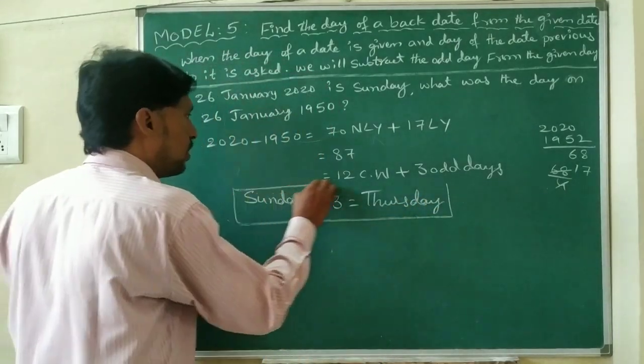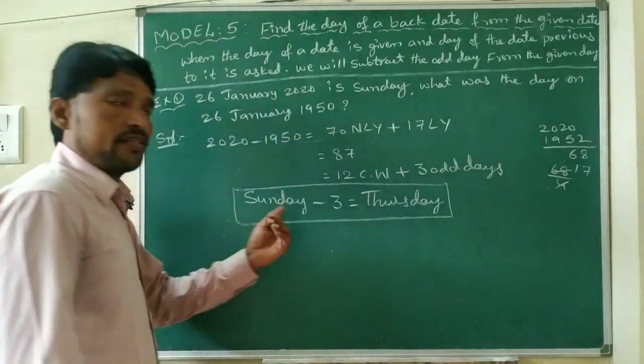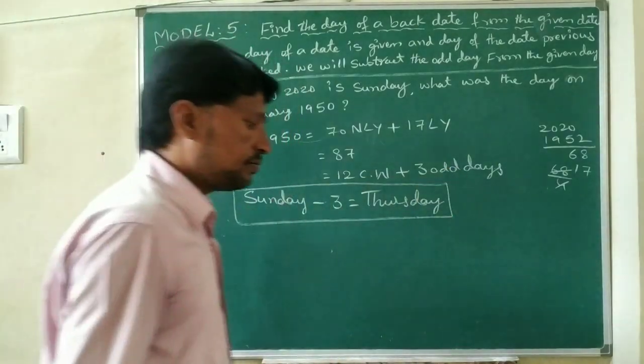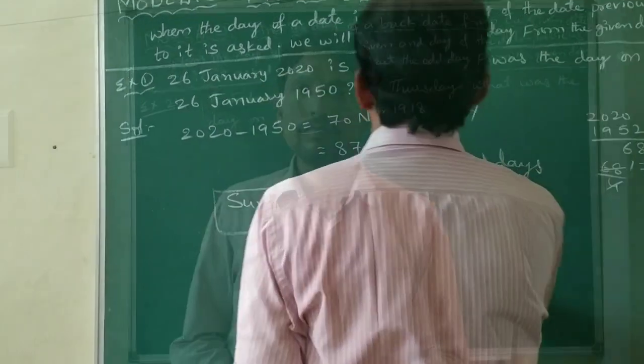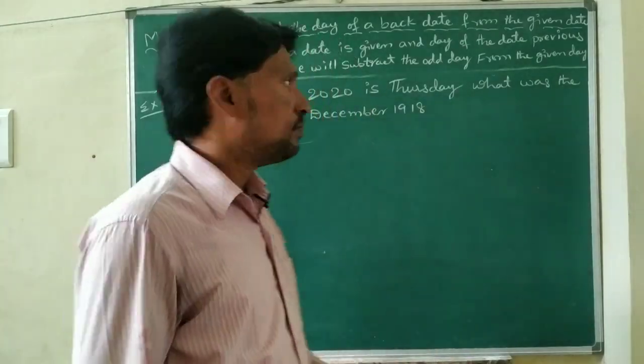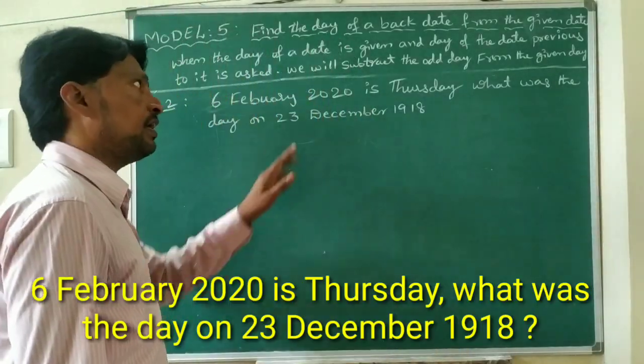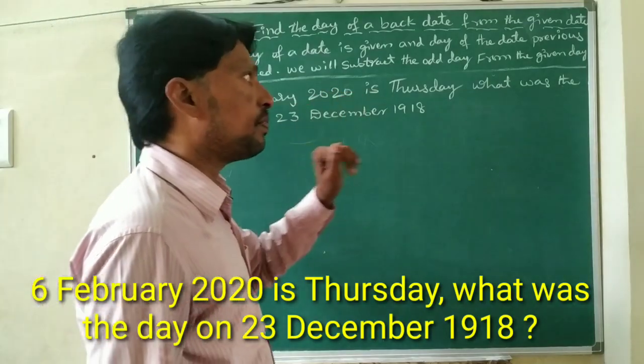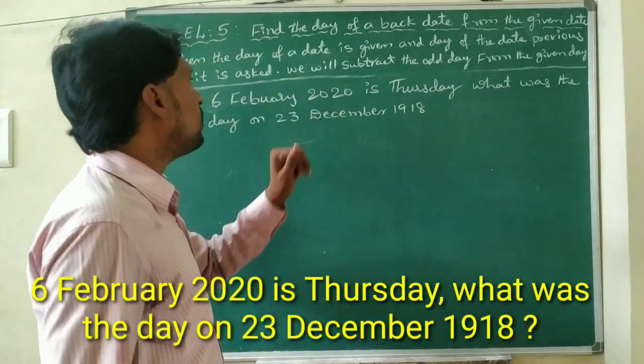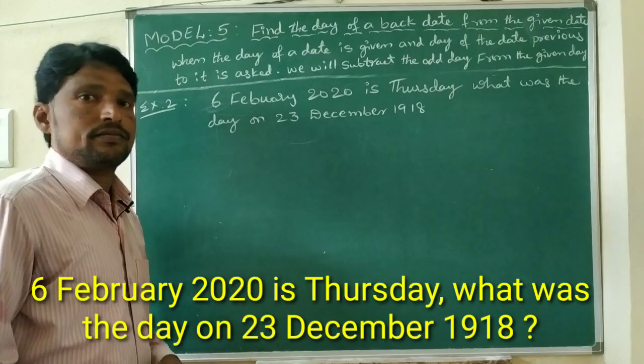This is about previous days. One more example. Example number 2. 6th February 2020 is Thursday. What was the day on 23rd December 1918?